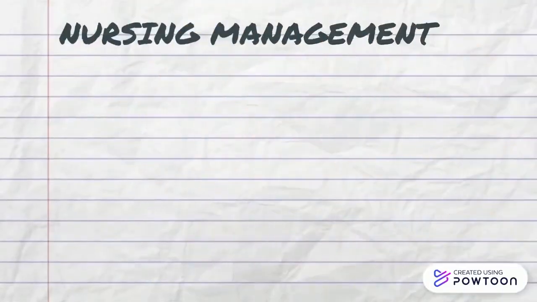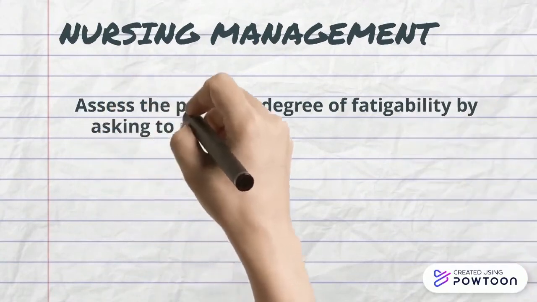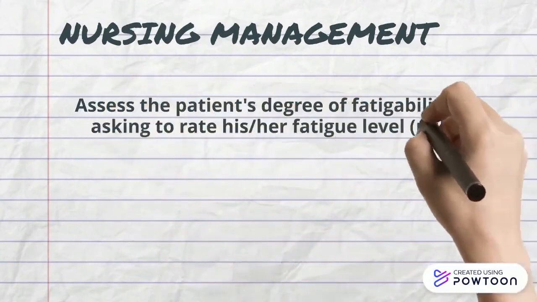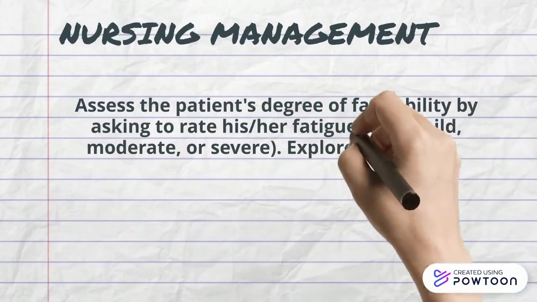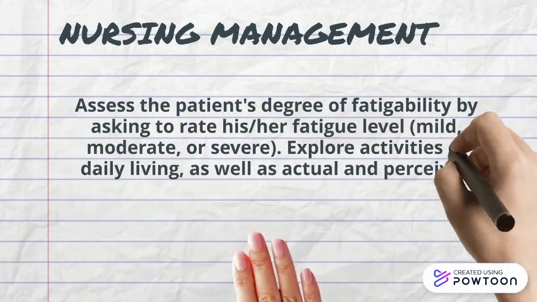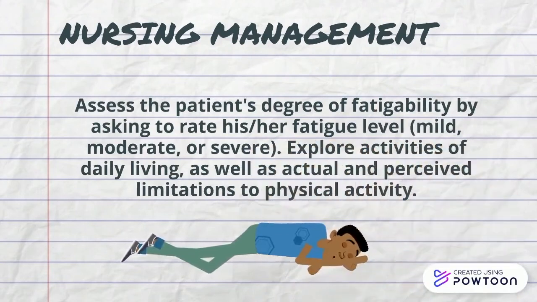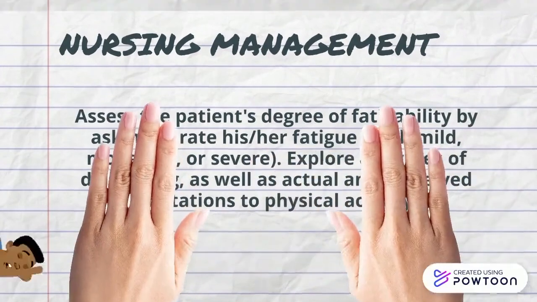Nursing management. Assess the patient's degree of fatigability by asking them to rate their fatigue level. Explore activities of daily living as well as actual and perceived limitations to physical activity in order to create a baseline of activity levels, degree of fatigability, and mental status related to fatigue and activity intolerance.